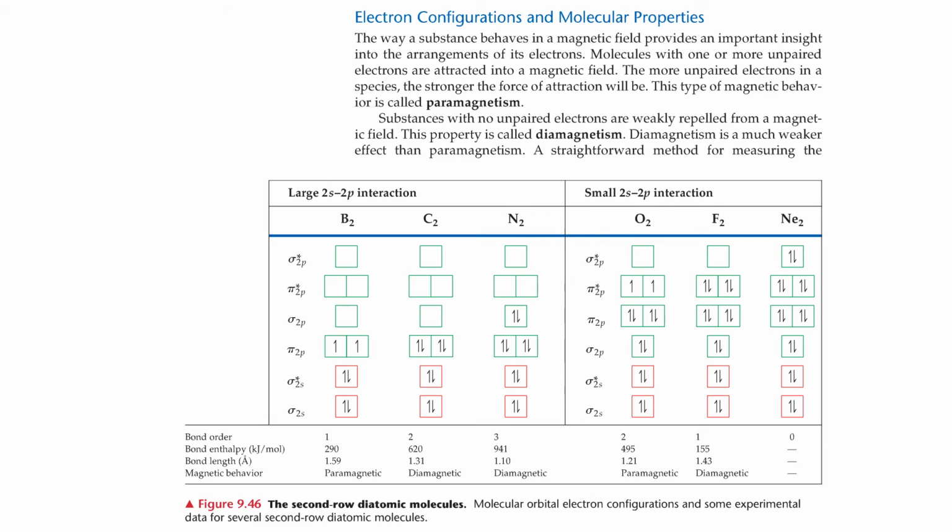Electron configurations and molecular properties. The way a substance behaves in a magnetic field provides an important insight into the arrangement of its electrons. Molecules with one or more unpaired electrons are attracted into a magnetic field. The more unpaired electrons in a species, the stronger the force of attraction will be. This type of magnetic behavior is called paramagnetism. Substances with no unpaired electrons are weakly repelled from a magnetic field. This is called diamagnetism. Diamagnetism is a much weaker effect than paramagnetism.